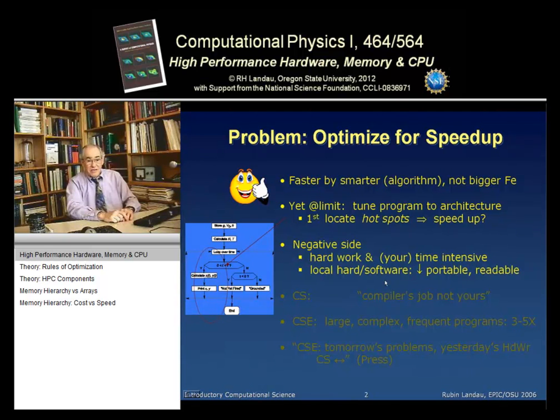They might be faster, but you can't take them to another computer and expect them to work as quickly, or work at all. You may have to change them for that computer as well, and you also end up with programs that are less readable. You've had to do things, we'll give examples, to make them run faster, and they do run faster, but they don't look as nice. So you pay a price.